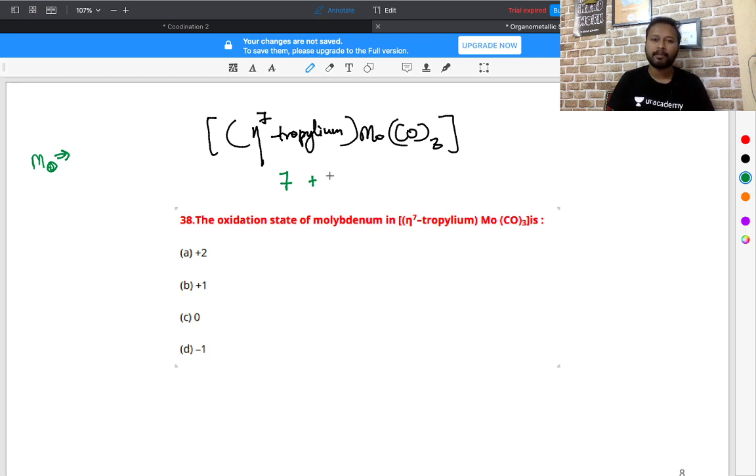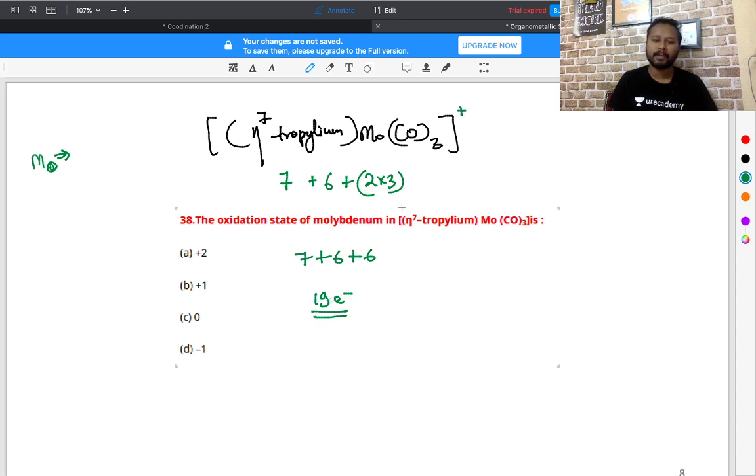So chromium series means you will have 6 electrons from molybdenum, and then from each CO you will get 2 electrons, so that will give you 2 into 3. If you add them up, you will get 7 plus 6 plus 6. Overall, 7 plus 6 is 13, plus 6 is 19 electrons. So you get 19 electrons from here. But you need one less electron than that. You don't need 19 electrons. So how can you make that one electron less?